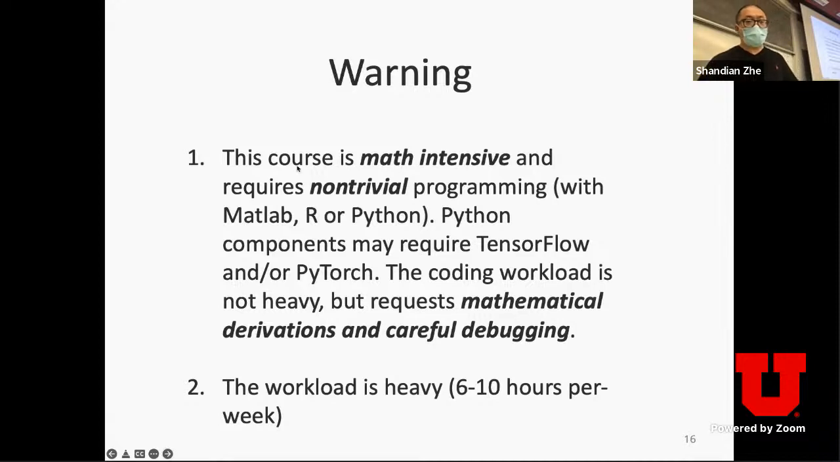this course is math intensive, right? And it requires non-trivial programming, right? With Python, R, or MATLAB. Python components may require TensorFlow, and the coding workload is not heavy, but it requires careful debugging of the mathematical derivations. Basically, if you don't derive the right formula, you're not even able to program.